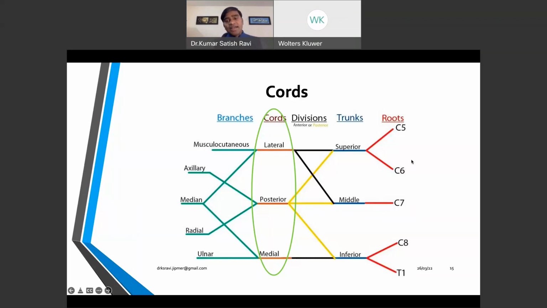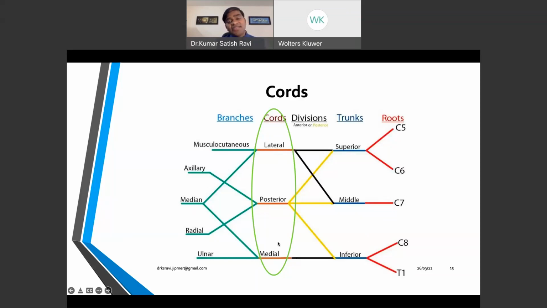Why so? You can see, I said the anterior division of upper trunk and anterior division of the middle trunk. So anterior division of upper trunk will have fibers from C5 and C6, and the anterior division from the middle trunk will have fibers from C7. So the branches from the lateral cord will have the C5, C6, and C7 fibers.